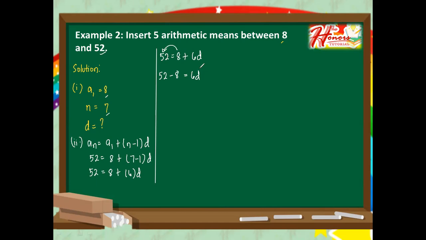52 minus 8, that is 44, equals 6D. Our goal here is to have D only. So therefore, let's divide both sides by 6. So cancel. So we have here D is equal to 44 over 6. So that is the difference. 44 over 6. So therefore, let's solve.